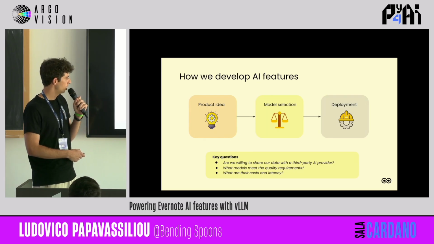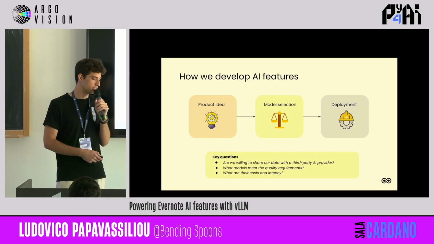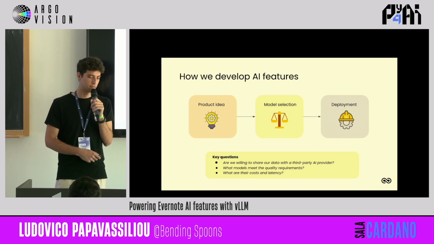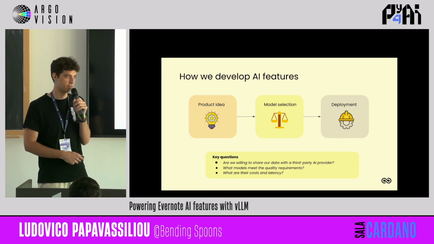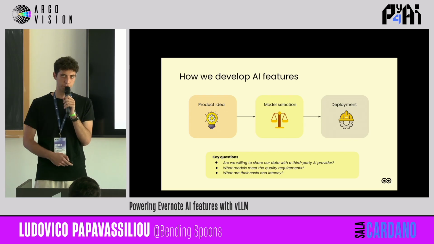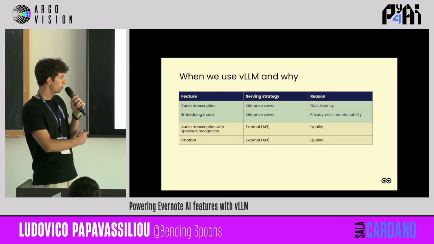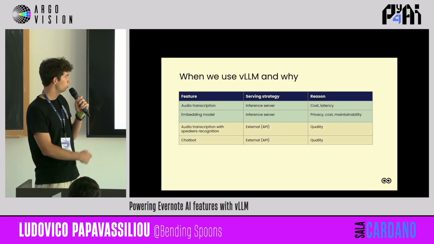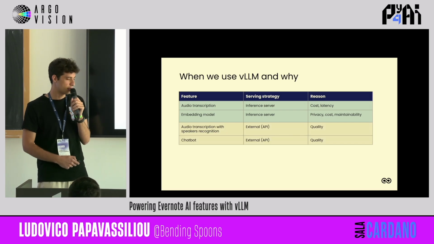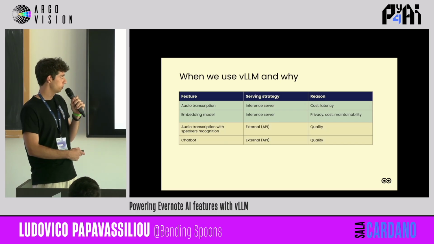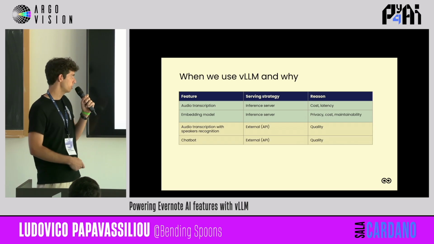Last, what are their costs and latency? So of course, self-hosted models can sometimes save you a lot of costs, and maybe they run even faster. And we're going to see an example of this later. To see some examples, for simple audio transcription, as I said, we went for a vLLM, like an inference server, because mainly cost and latency and the quality gap is small.